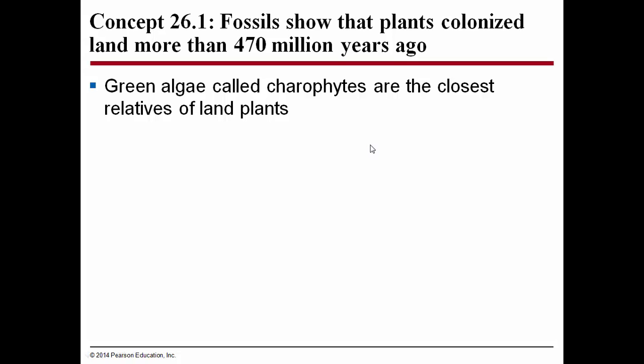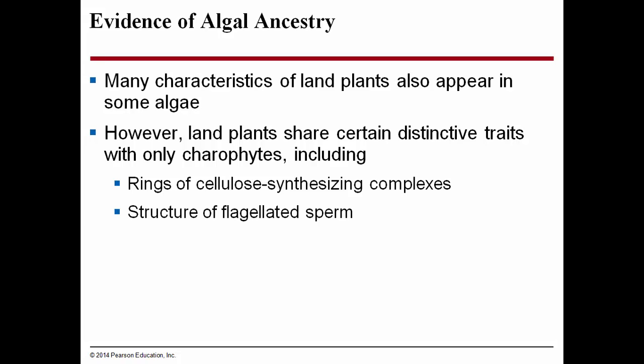Fossils show that plants colonized land more than 470 million years ago. Green algae, called charophytes, are the closest living relatives of land plants. Many characteristics of land plants also appear in some algae. However, land plants share certain distinctive traits with only charophytes, including rings of cellulose synthesizing complexes and structure of flagellated sperm. So these characteristics indicate that there is a close relationship between land plants and charophytes.